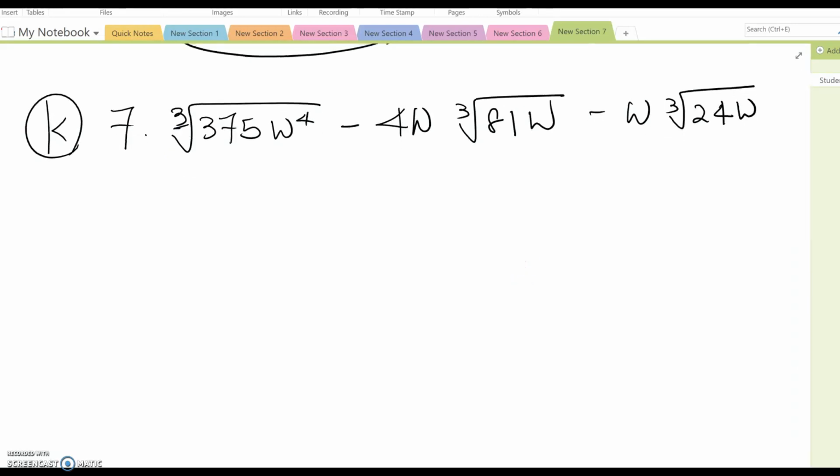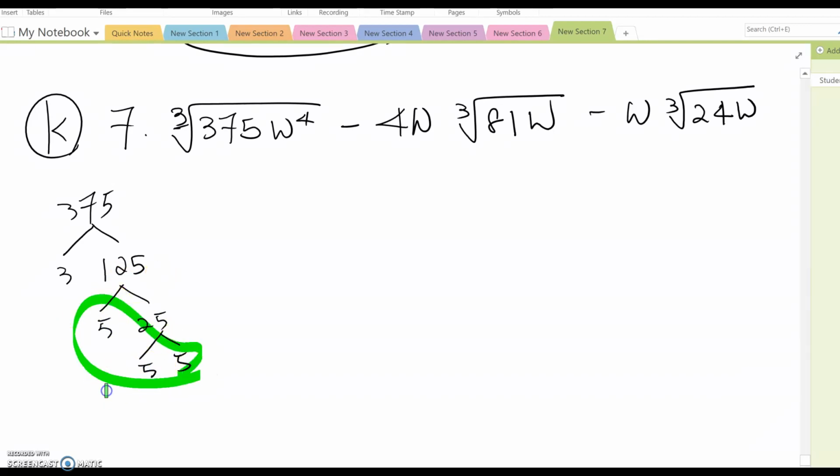So let's try out 375. 375 means 3 times 125, and 125 means 5 times 25, which is 5 times 5 times 5. So now you see a triple, this will be a single 5, and then 3 must be inside of the radical expression. So 7 times 5 so far. And now w to the fourth power: 4 divided by 3, 3 goes into 4 one time with 1 left over. So 1 power comes out and 1 power is left inside. So w comes out, and the cubic root of 3w.